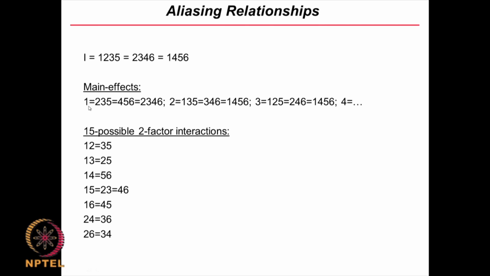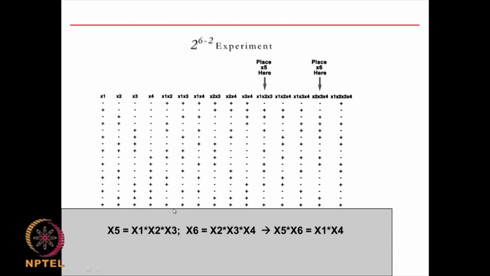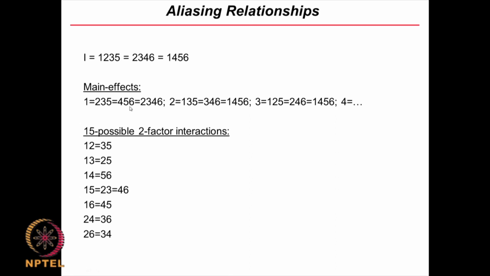So, the main effects, 1 is confounded with 2, 3, 5, which is confounded with 4, 5, 6, which is confounded with 2, 3, 4, 6. 2 is confounded with 1, 3, 5. 2 is confounded with 3, 4, 6. It is also confounded with 1, 4, 5, 6. 3 is confounded with 1, 2, 5, confounded with 2, 4, 6, 1, 4, 5, 6. Like that we can build up, right. 4 is confounded with 1, 2, 3, 5 or 2, 3, 6 or 1, 5, 6. 5 is confounded with 1, 2, 3 or 2, 3, 4, 6 or 1, 4, 6.